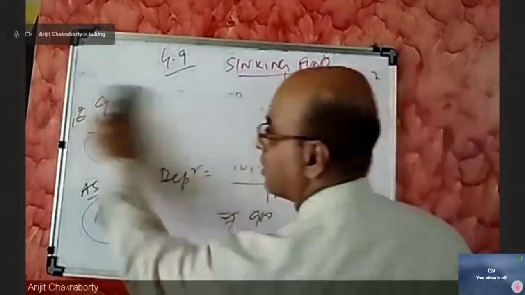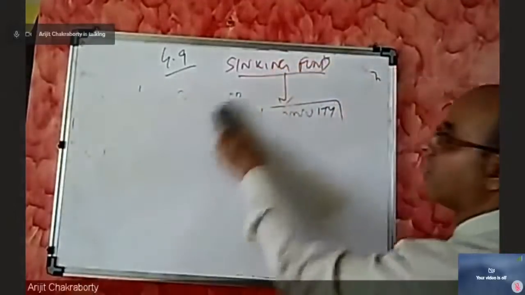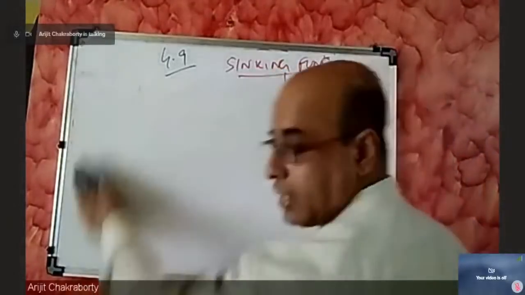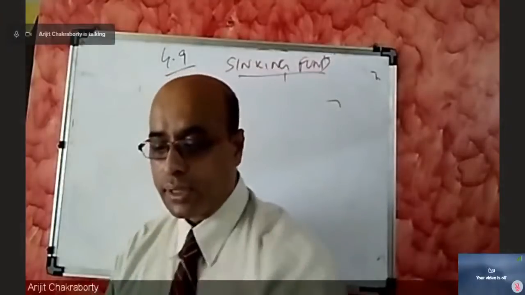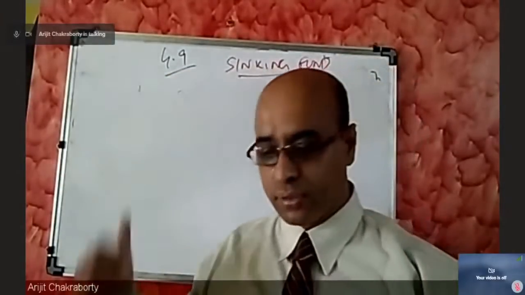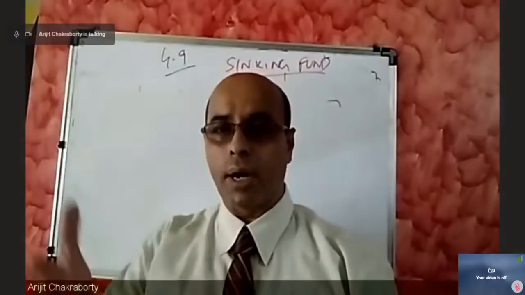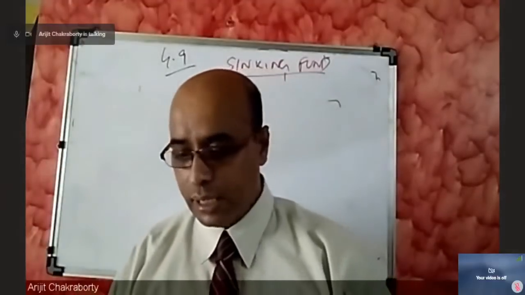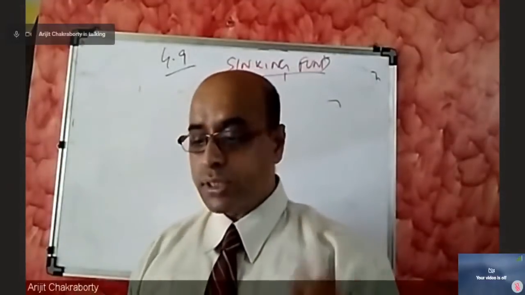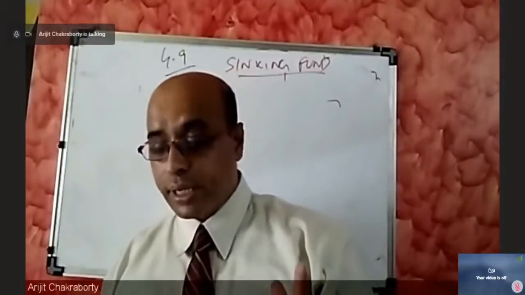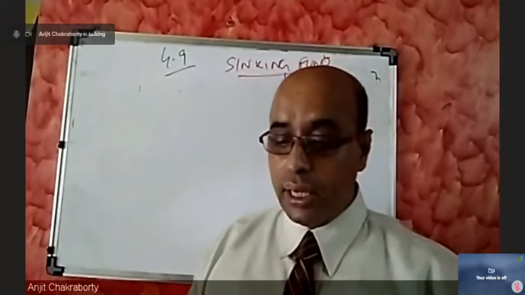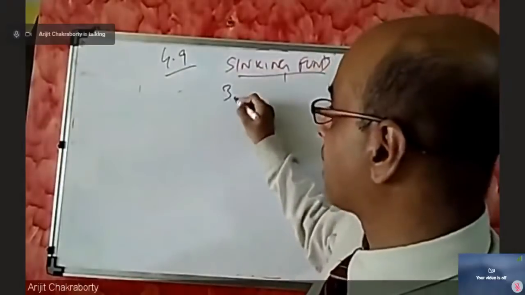Right, this is unit 4.9 of our study material. Let us see a problem, and this is example 35 if you see in the sinking fund portion of our study material. The question is, how much amount is required to be invested every year so as to accumulate 3 lakh?